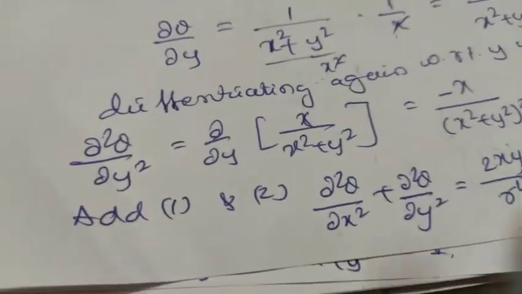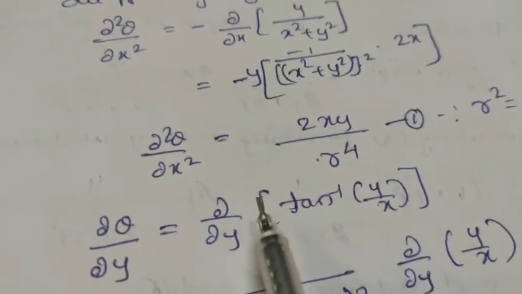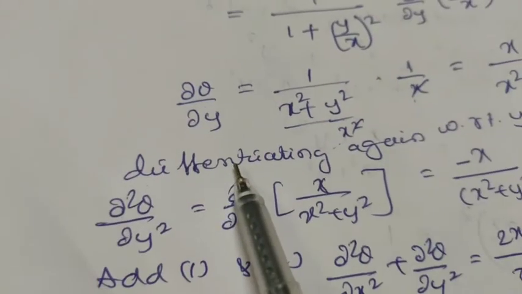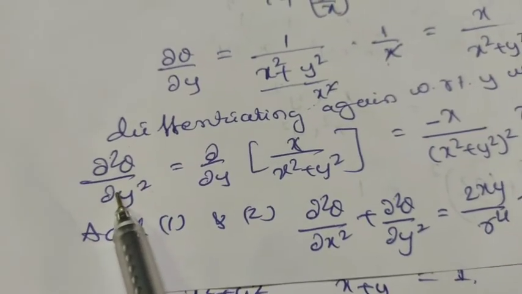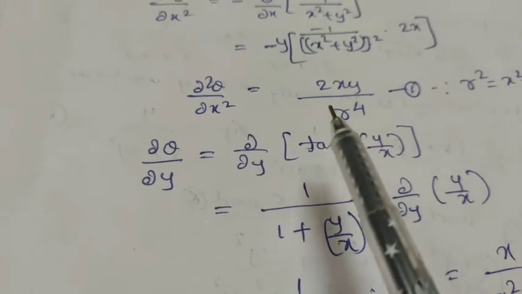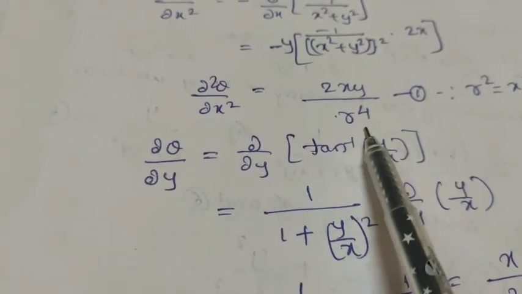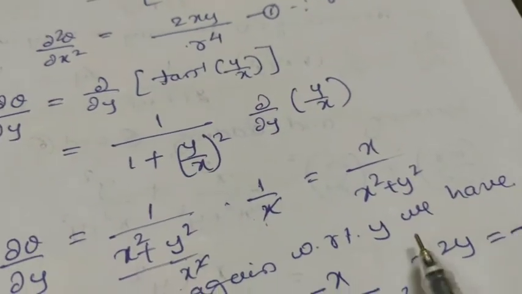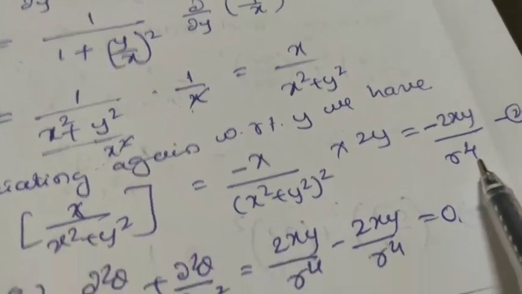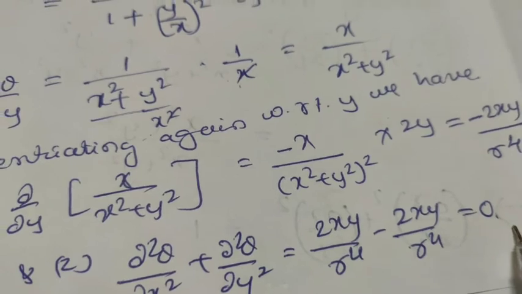Let us add equations 1 and 2. The LHS of equation 1 is ∂²θ/∂x², and the LHS of equation 2 is ∂²θ/∂y², which is equal to the sum of their RHS. So it is 2xy divided by r raised to 4 from equation 1, and minus 2xy divided by r raised to 4 from equation 2, and they get cancelled. It is equal to 0.